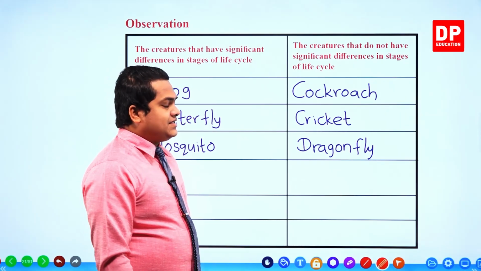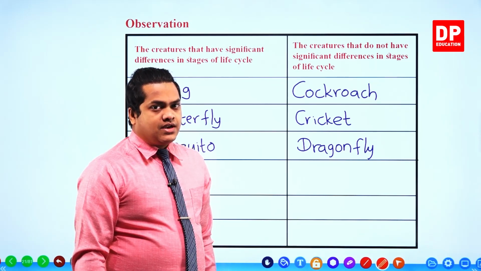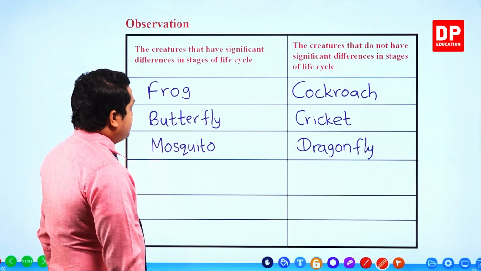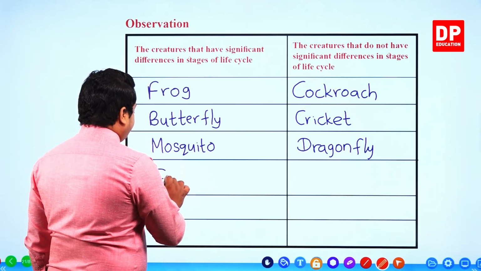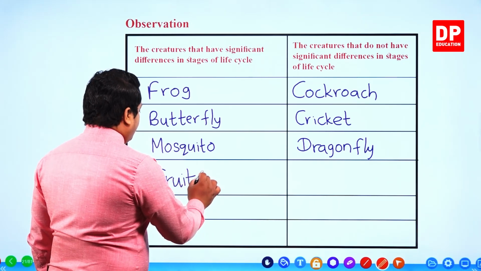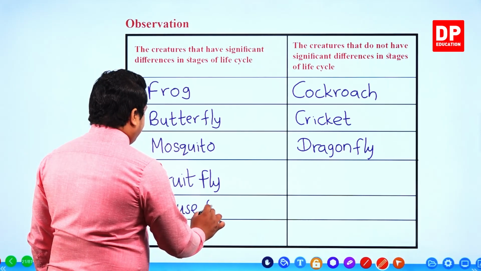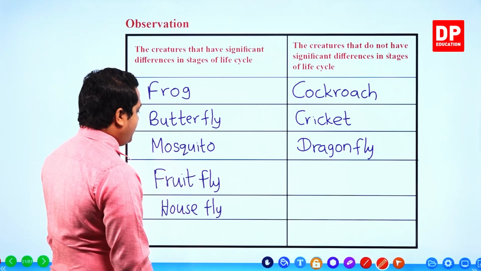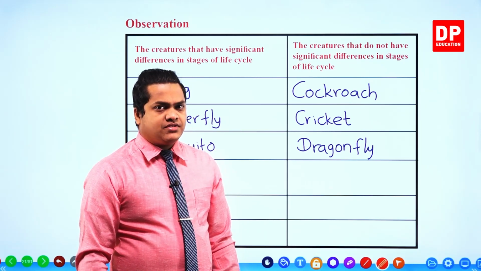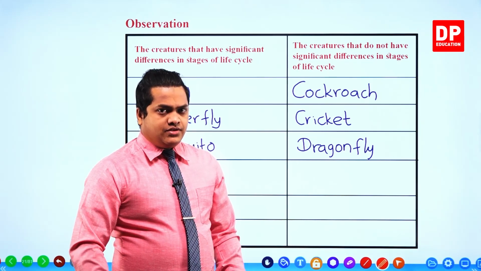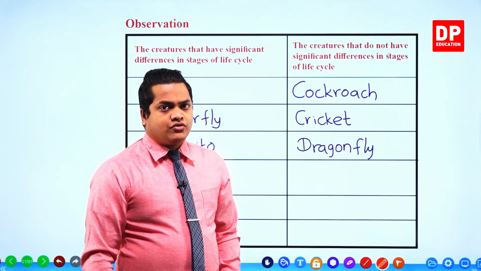So other than this, I'm going to write down several other examples as well. For the ones that show significant stages, we can write fruit fly, then house fly, and also some amphibians, different types of amphibians, right? Most of the times amphibians go through these different stages in the life cycle with different features.